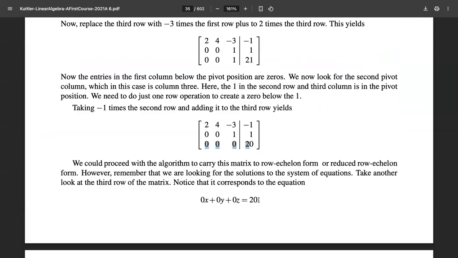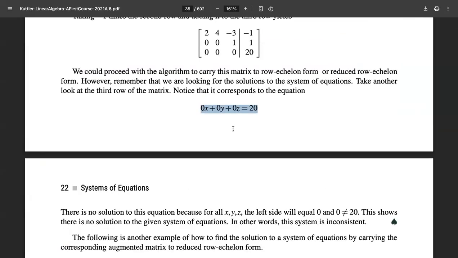And this has no solution, right? Because 0 times x plus 0 times y plus 0 times z is just 0, and then the right hand side is 20. But this tells us that 0 is equal to 20, and this does not make sense. So this shows that there's no solution to the given system of equations, because no matter what x, y, and z are, you're never going to satisfy 0 equal to 20, because that's mathematically invalid. So this tells us that this system is inconsistent. So there's no solution.